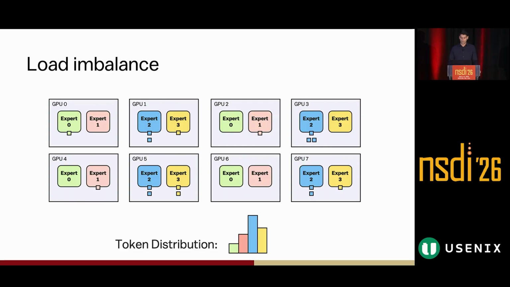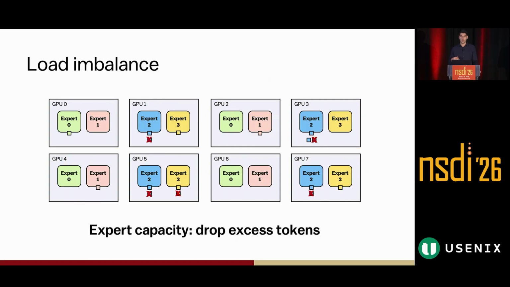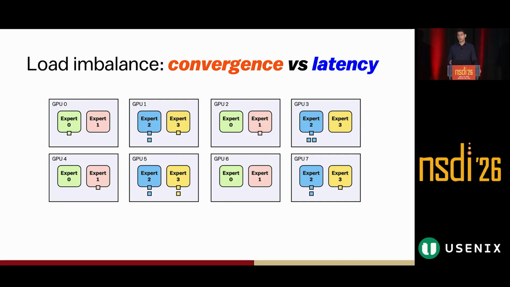So one solution is to establish some expert capacity. This is the maximum tokens that every expert can process, and then we will drop the rest. And this greatly improves utilization and latency, but it significantly slows down convergence. In fact, the more tokens we drop, the worse the model quality in the system. So in MOE training, we have this very hard problem of balancing between convergence and latency.